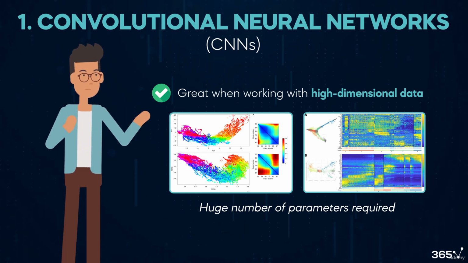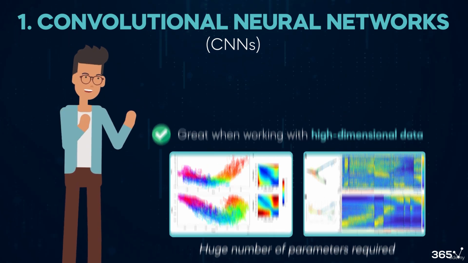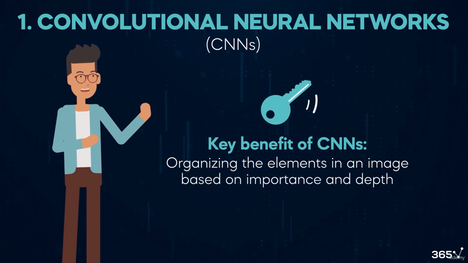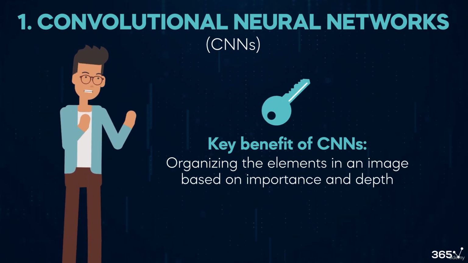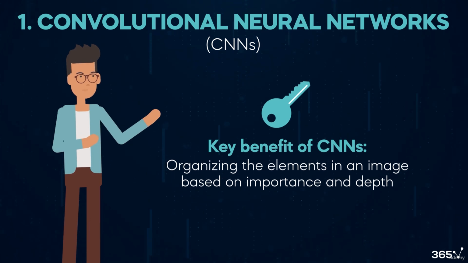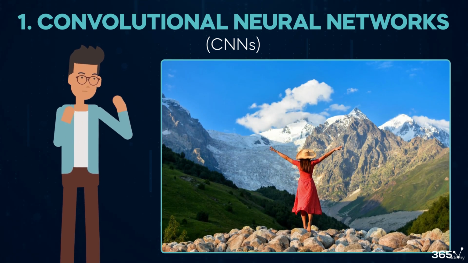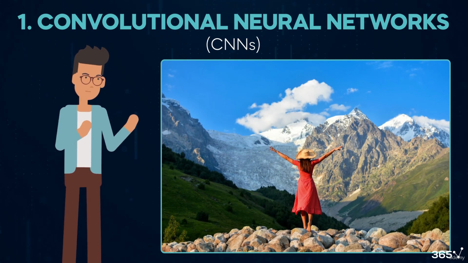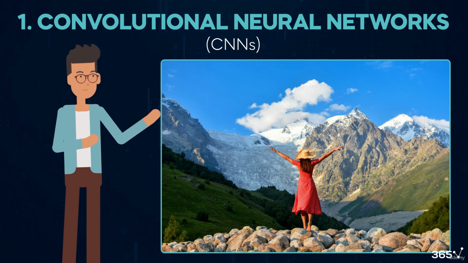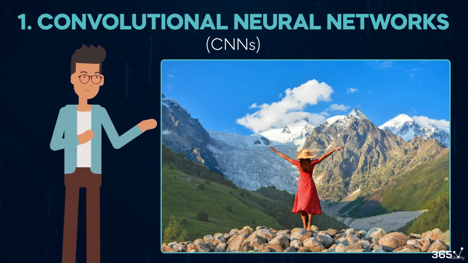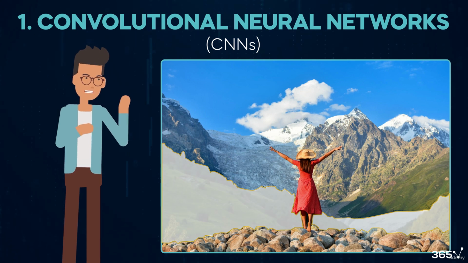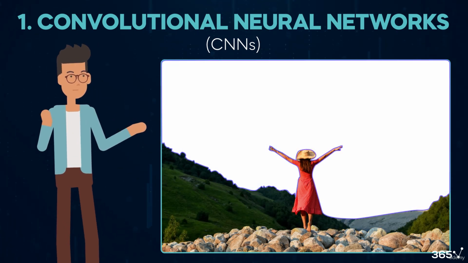But what does this term mean in plain language? It means that CNNs are great at organizing the elements in an image based on their importance and depth. Imagine looking at a picture where some things seem closer to you and others farther away. The foreground is up close. The middle ground is between, and the background is distant.